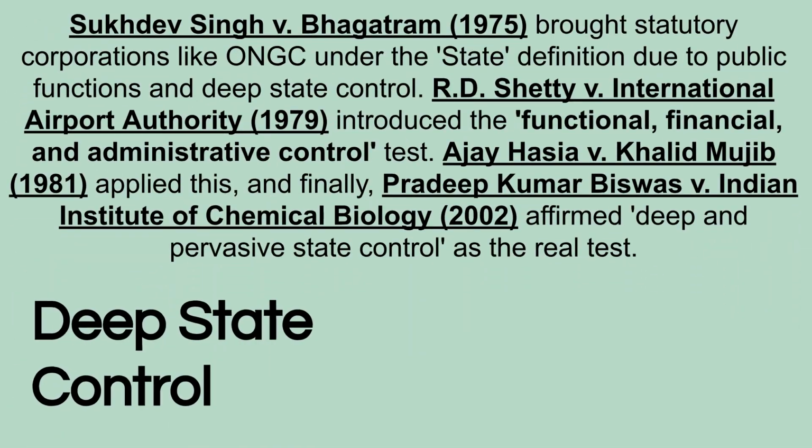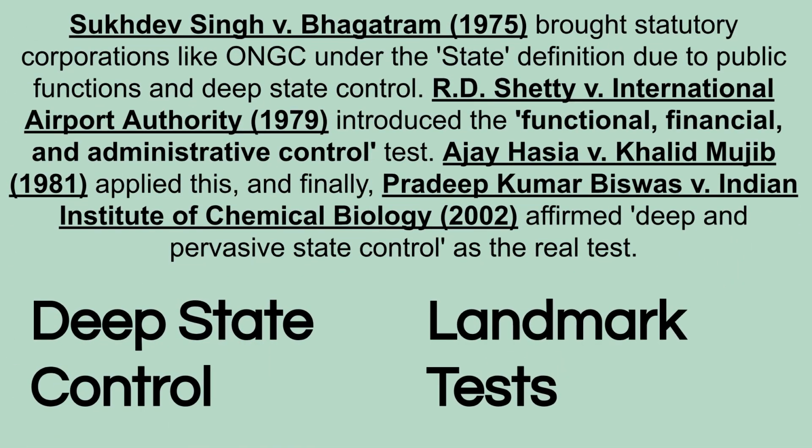Sukhdev Singh versus Bhagatram, 1975, brought statutory corporations like ONGC under the state definition due to public functions and deep state control. R.D. Shetty versus International Airport Authority, 1979, introduced the "functional, financial, and administrative control" test. Ajay Hasia versus Khalid Mujib, 1981, applied this. And finally, Pradeep Kumar Biswas versus Indian Institute of Chemical Biology, 2002, affirmed deep and pervasive state control as the real test.